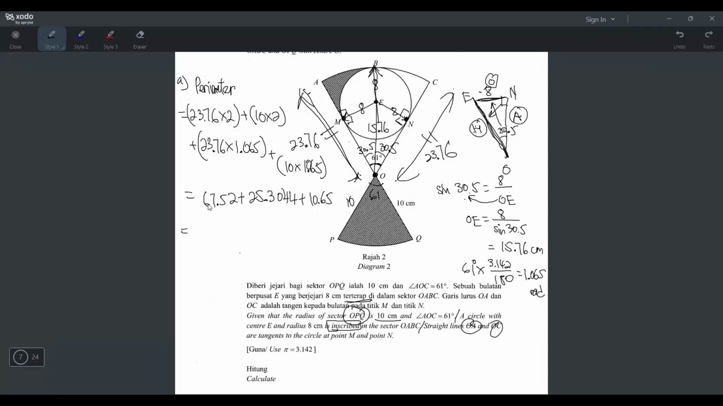Okay, I get it already. 103.4744. Actually, if you want to write 47 also good enough already. Yeah, you just write 103.47. Yeah, it's good enough already.